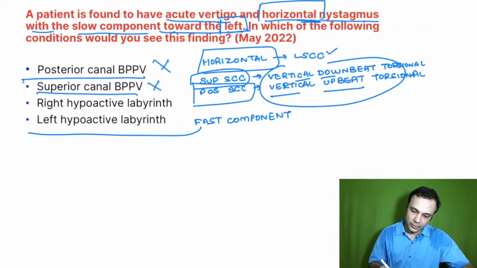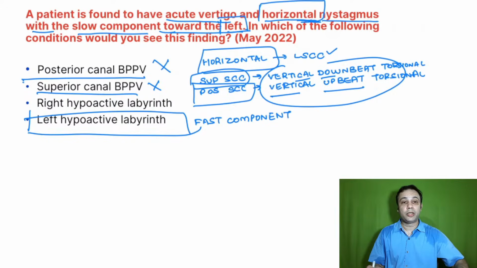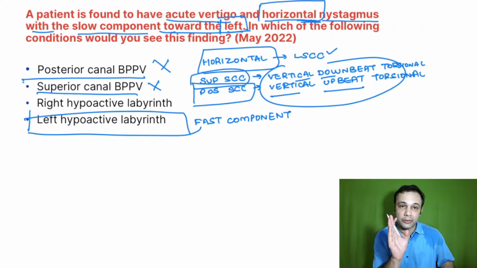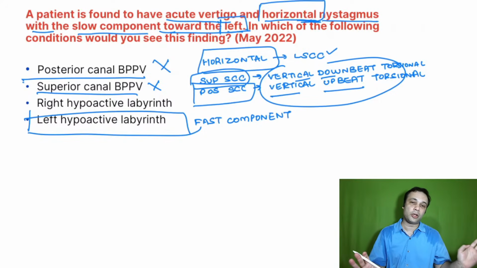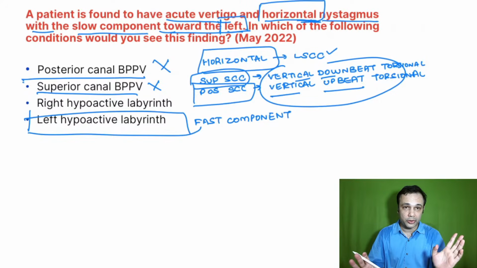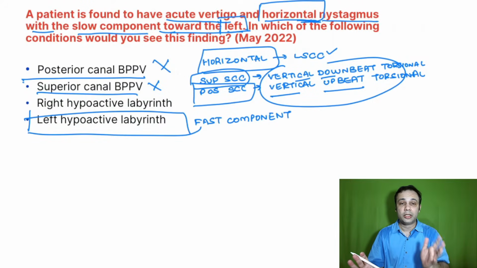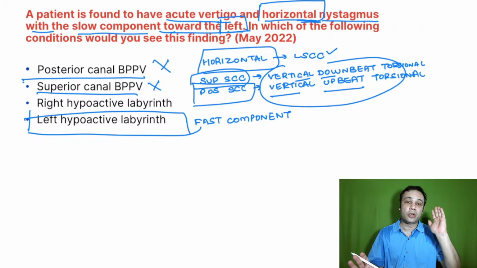Okay. So whenever the left labyrinth is hypoactive, there will be a correction to the opposite side. The fast phase is always towards the opposite side of a hypoactive labyrinth. Remember that. So a hypoactive labyrinth always produces a fast component to the opposite side. I'll put in one more point here.